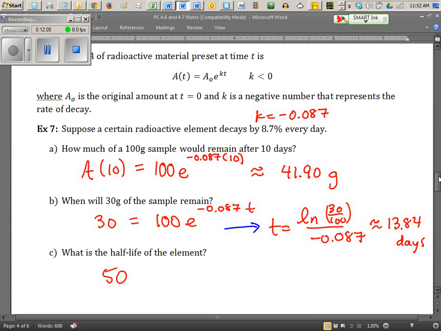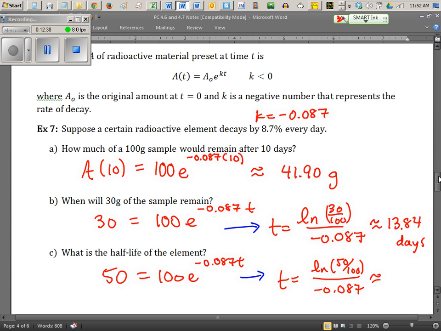We'll put 50 equals 100. Why did I put 50 right there? I wanted to know when 50 will remain. When will 50 grams remain radioactive? So I just put a 50 there because I wish to study half-life. So you basically just solve this for T now. You divide by 100, you ln both sides, divide by the K. So this is going to give you T equals ln of 50 over 100 over negative 0.087. In other words, ln of half.